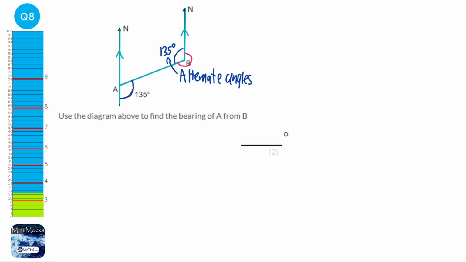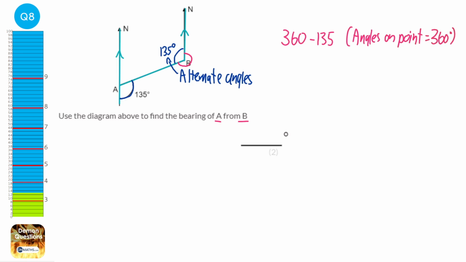and we know also that angles on a point add up to 360. So this red angle represents the bearing of A from B, and so to find this angle out, what we're going to do is just 360 take away 135, and the reason for that is angles on a point equal 360 degrees, and when we work that out we get the answer of 225. So our bearing is 225 degrees.